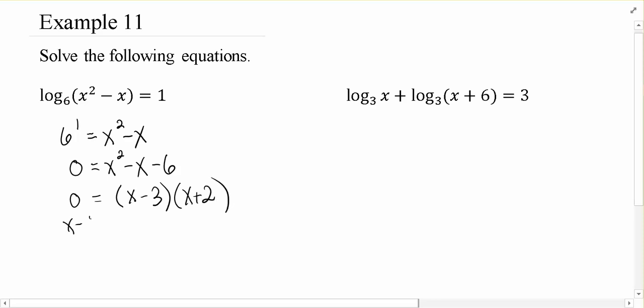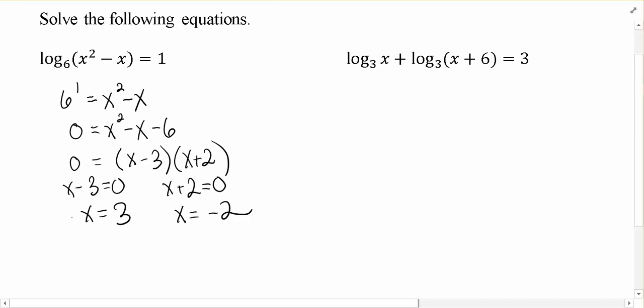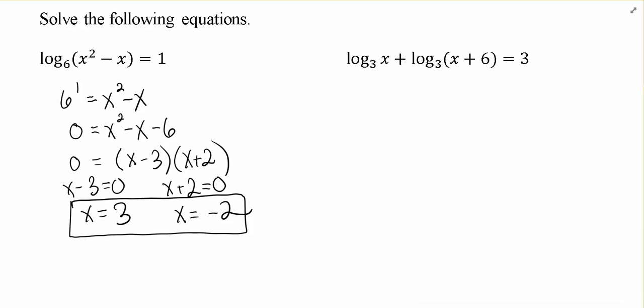meaning either x minus 3 could equal 0 or x plus 2 could equal 0, meaning x could be 3 or negative 2. Now both of these answers are in fact going to work, but I do want to tell you that when it comes to logarithmic equations, this is going to be a case where we should check our answer to make sure we didn't get an extraneous solution, an extra one that needs to be thrown out.